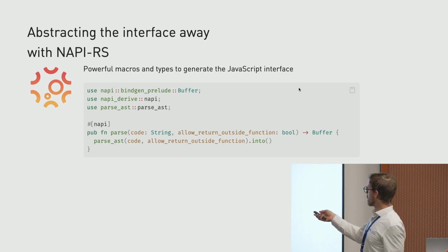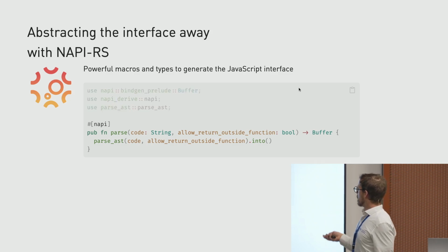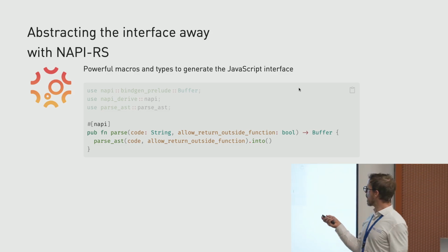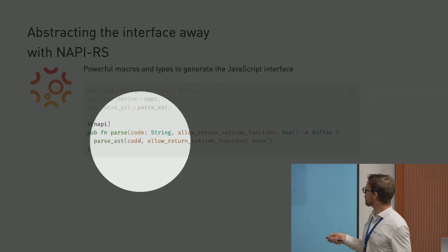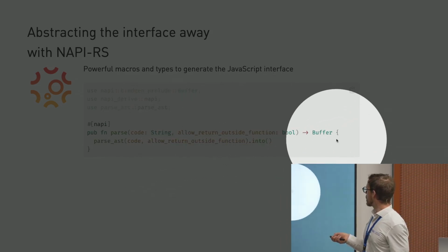So how does it work? This is basically from Rollup itself. For instance, I have the parse function that I wanted to extract. The parse function is very simple. It has a string argument, which is a built-in Rust type. It has a Boolean, and the return value is a buffer.